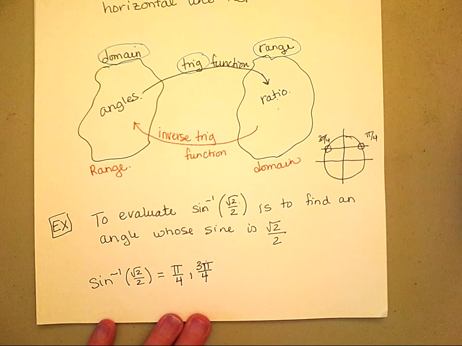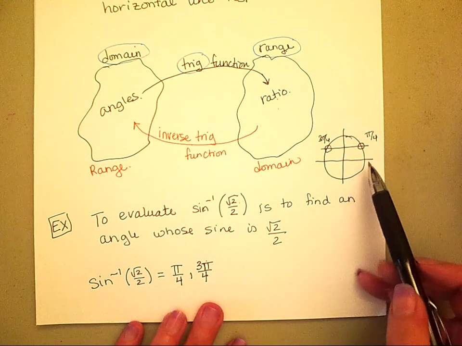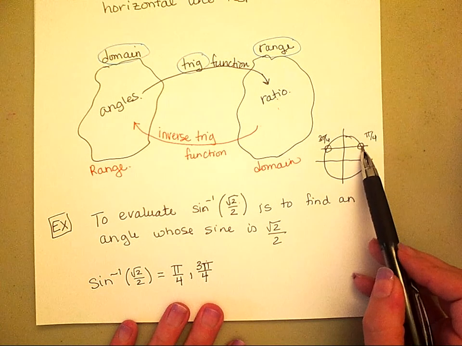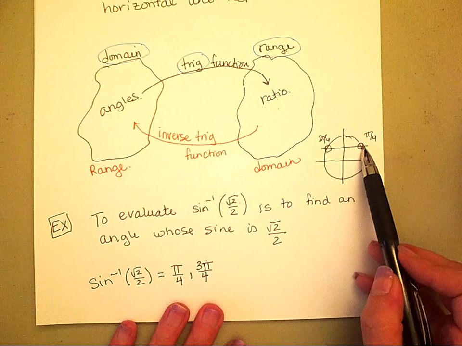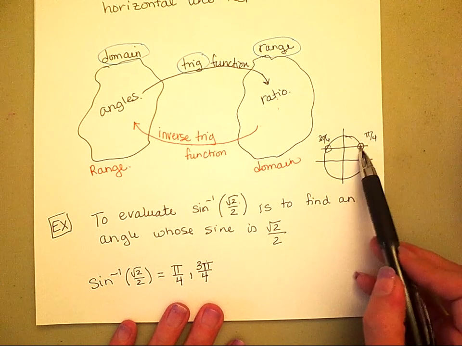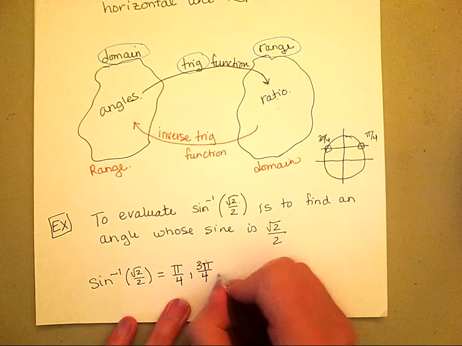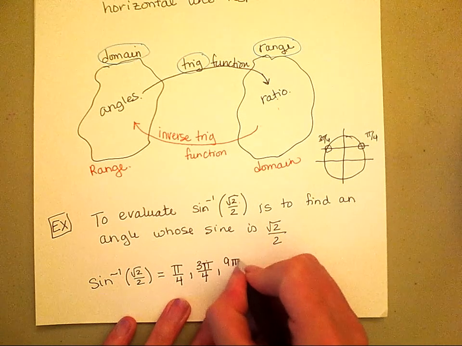Well, that's not the only ones, though. I mean, I could keep going. There's an infinite amount of angles, right? Here's my first one. I could also loop around and add 2 pi to that. Okay, so, well, 2 pi is 8 pi's over 4. So 8 pi's over 4 plus pi over 4 is 9 pi over 4.